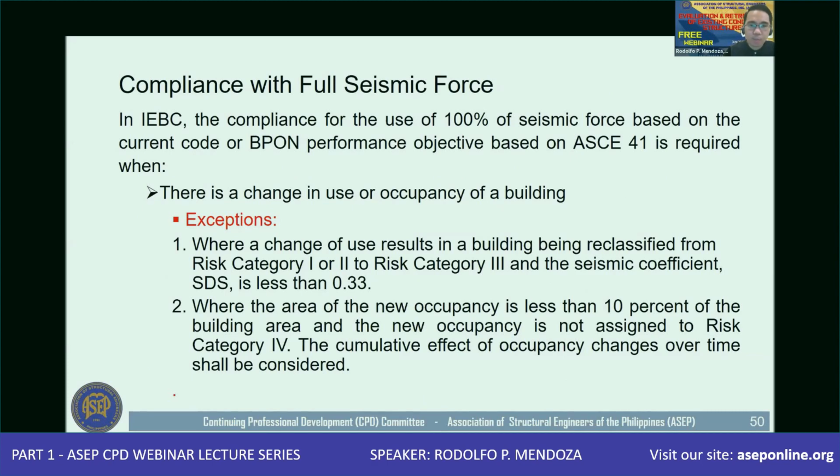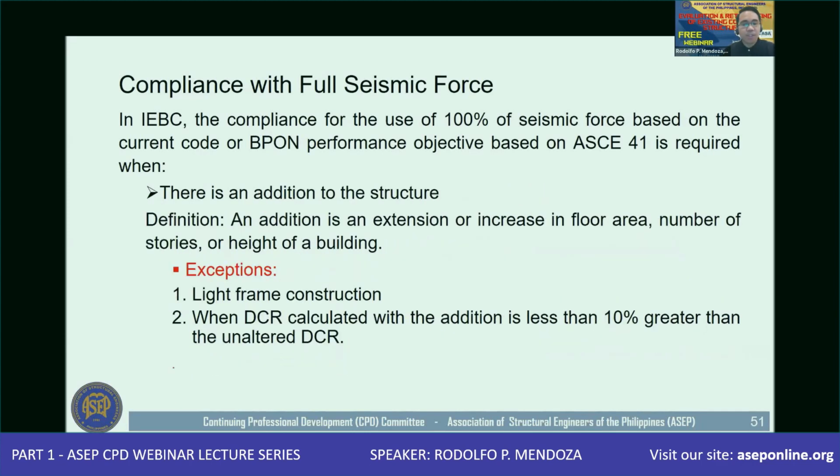what are the works that would require compliance with full seismic force? Well, when there is a change in occupancy, if there's a change in use, then you are required to use full seismic force. That means 100% of the earthquake load using code-based procedure, or a BPOM performance objective using ASCE 41. When there are additions in a structure, again, you are required to use full seismic force, 100% earthquake using code-based, and again, BPOM using performance-based.